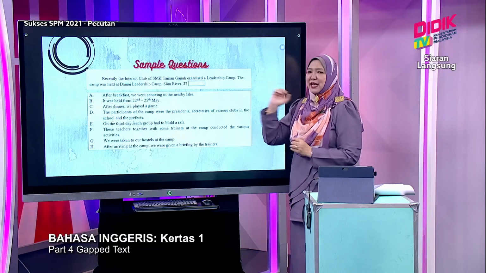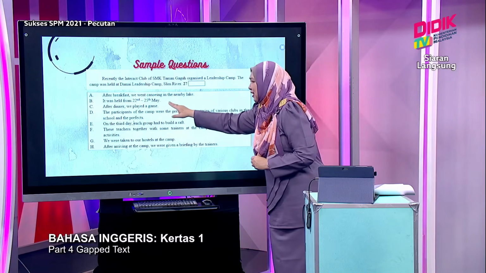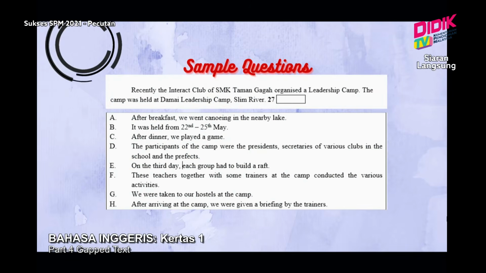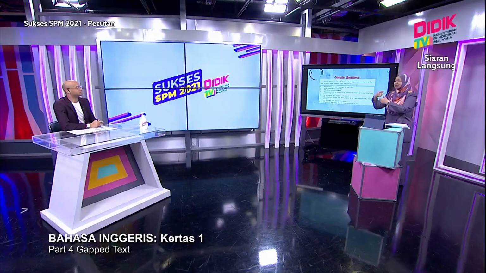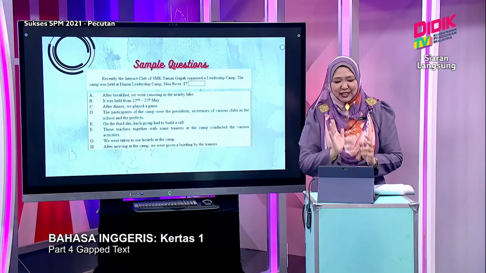So, the best option will be B: it was held from 22nd to 25th May. So we use the process of elimination here. But if you know the answer straight away, you don't have to go through that whole process. This is just to get the whole of it. How about another one?